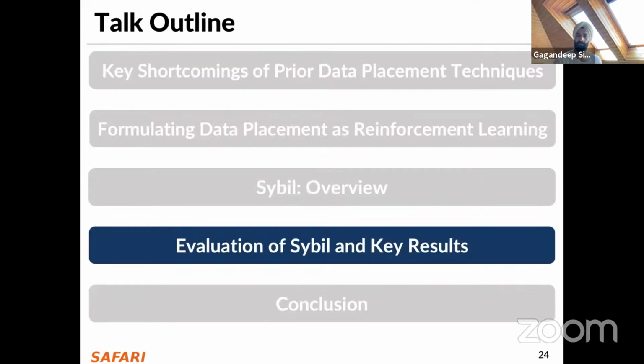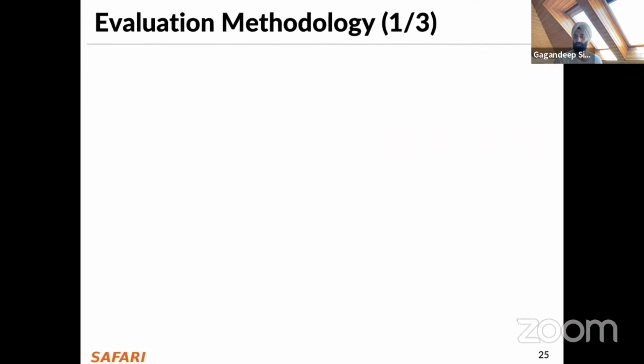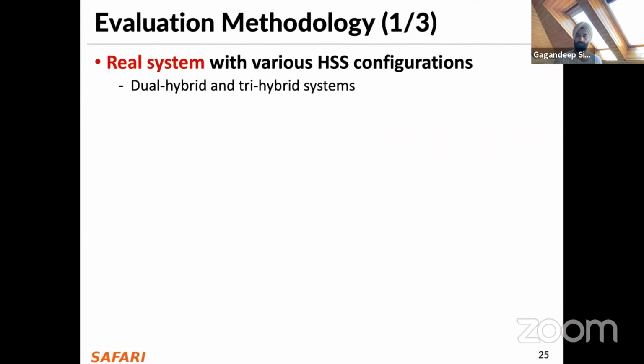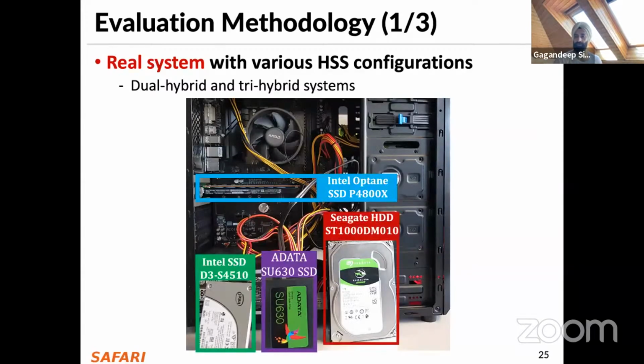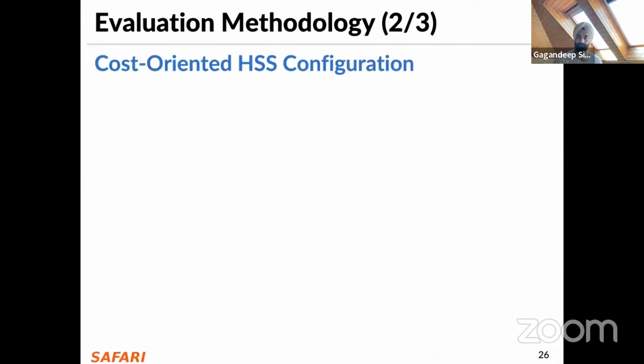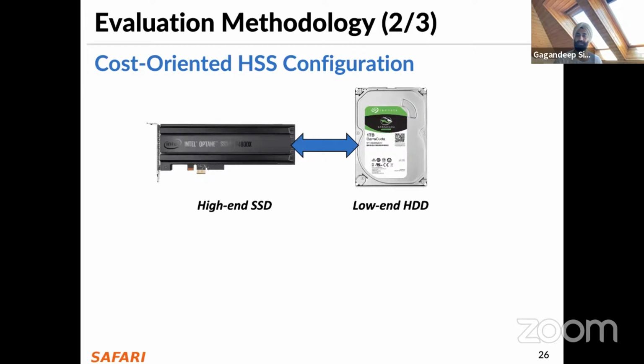Now I will present our key results. We perform real system evaluation for both dual-hybrid and tri-hybrid systems, where we show our evaluation setup that consists of multiple different devices. We implement Sybil in the storage management layer with an AMD Ryzen CPU. First, we evaluate a cost-oriented hybrid storage configuration in which we have a high-end SSD and a low-end SSD, where the latency difference between the two devices is quite large.